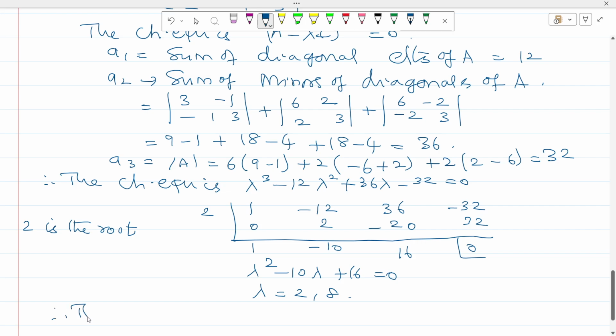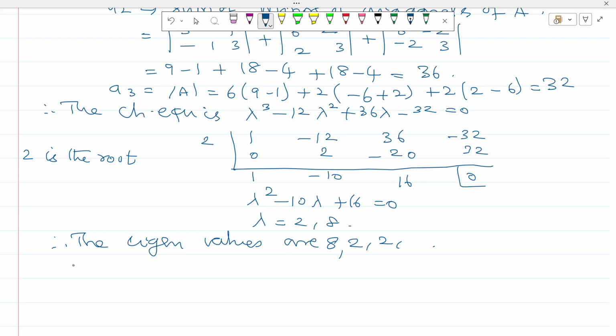Therefore the eigenvalues are 2, 2, 8. But actually you have to write first the non-repeated value. 8 you have to write in front. The 2 is the repeated eigenvalue. So first we have to find the eigenvector for that non-repeated eigenvalue.